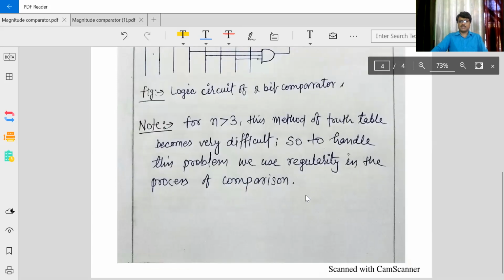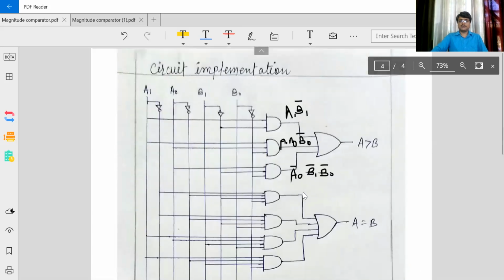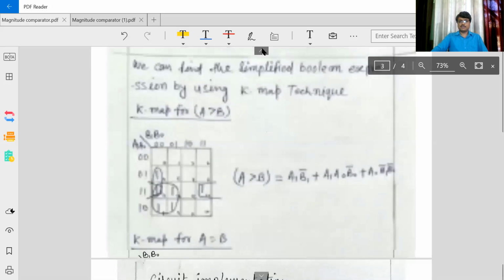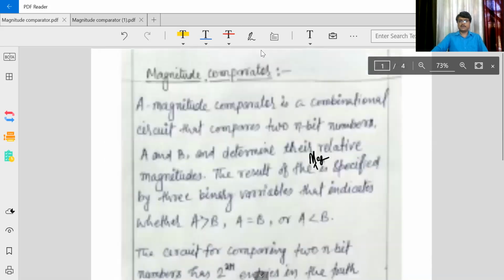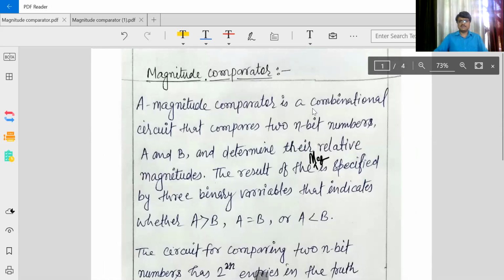Okay, thank you. I think you must have understood the concept of magnitude comparator. It is very simple. The definition is not difficult: a magnitude comparator is a device that will compare two numbers, and there will be 3 outputs, for A is greater than B, A equal to B, and A is less than B. We have designed this circuit, and you can design it by yourself also. It is very simple.